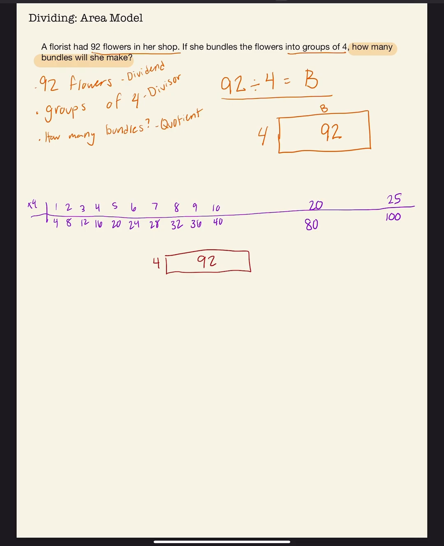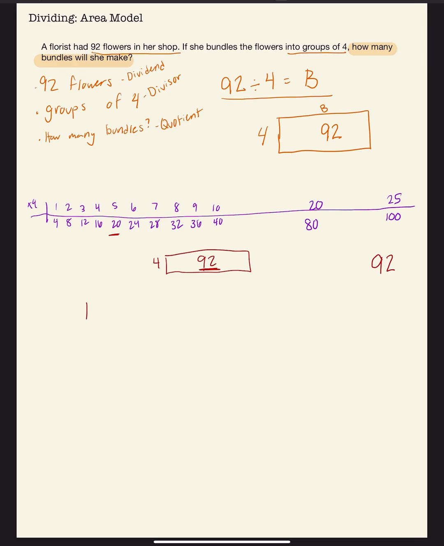We are going to break down our dividend into simpler multiples of 4. So what that would mean is I'm going to look at 92 and think about what is a multiple of 4 that I could easily take out of it. One thing I can easily take out of 92 is 20. And I know to get that 20, it is 5 times 4.